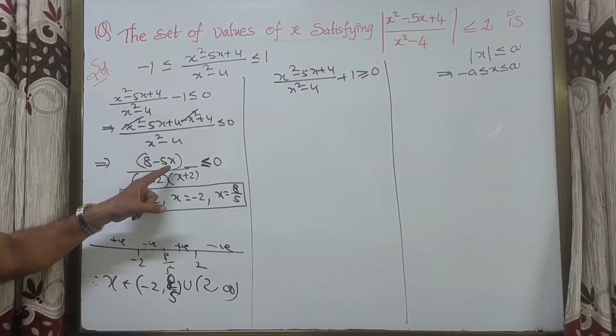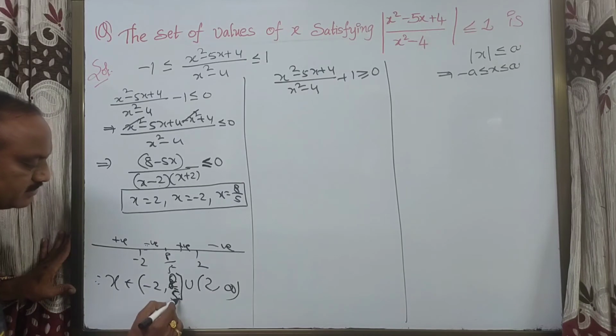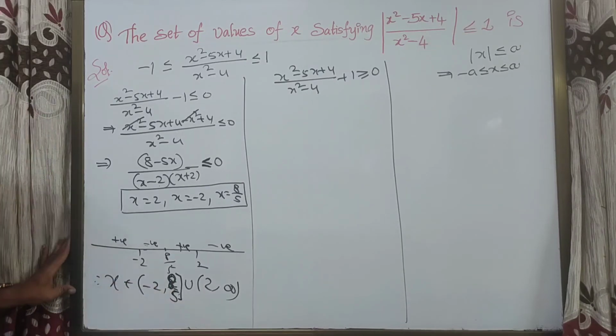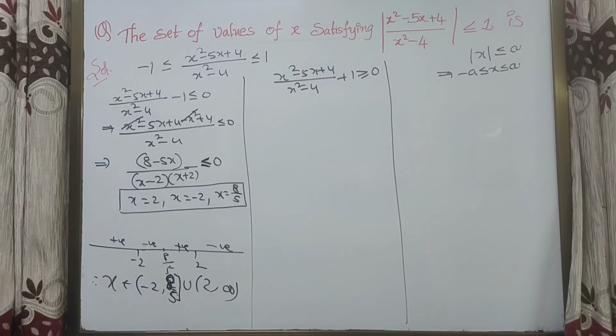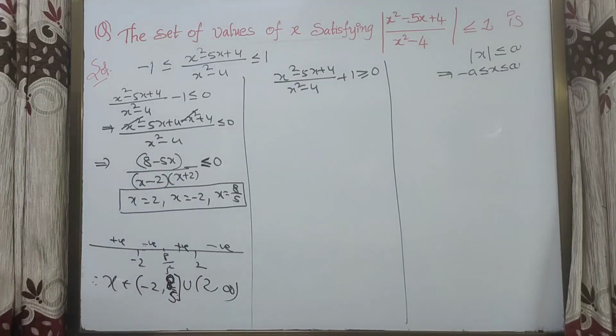When it is 0, x equal to 8 by 5, it is 0. Take closed interval for 8 by 5. When x equal to 2, it is undefined. Don't take closed interval. Understood, students?